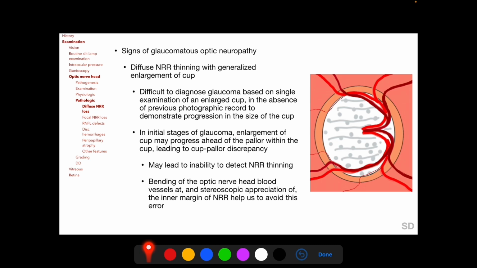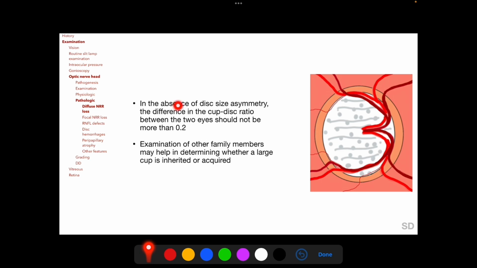In this session, all diagrams of the optic nerve will be that of the right eye. So this will be the superior quadrant, this will be the inferior quadrant, this the nasal quadrant, and this the temporal quadrant. Normally, in the absence of disc size asymmetry between the two eyes, the difference in the cup disc ratio between the two eyes should not be more than 0.2, and this is a very important figure to remember. And as we have mentioned, normally large cup disc ratio is inherited. Examination of other family members may help in determining whether a large cup is inherited or acquired due to disease.